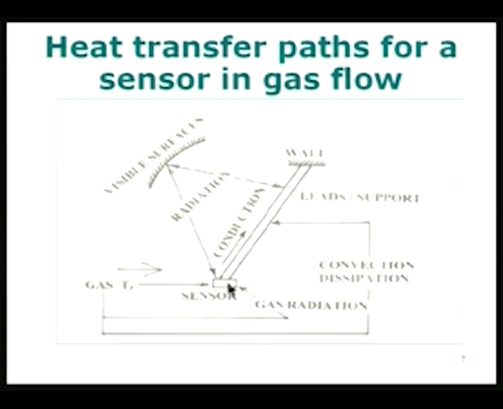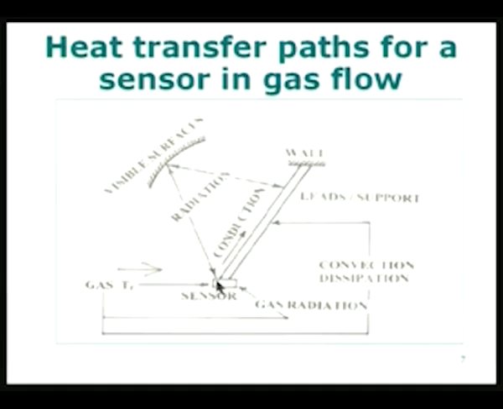However, because the sensor has to be connected to a wall through leads or the support arrangement, some amount of conduction loss is going to take place. For example, if you have thermocouple wires, the wires themselves will conduct some amount of heat away from the junction, and the junction will be at a lower temperature because of this conduction error. Therefore, conduction is one mechanism which is going to be a loss mechanism as far as the sensor is concerned, some amount of heat loss taking place by conduction.